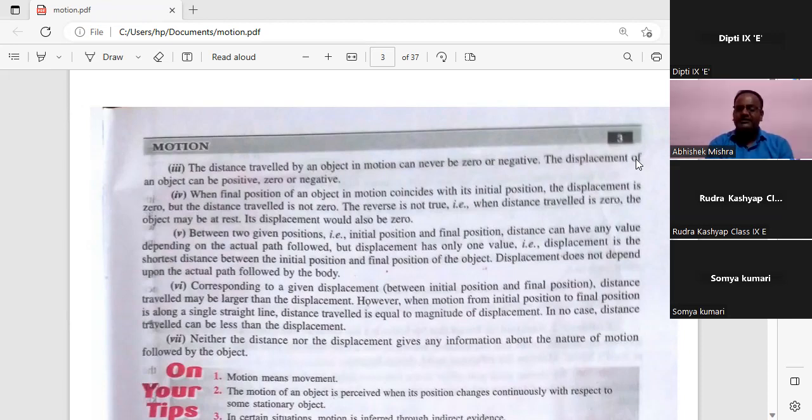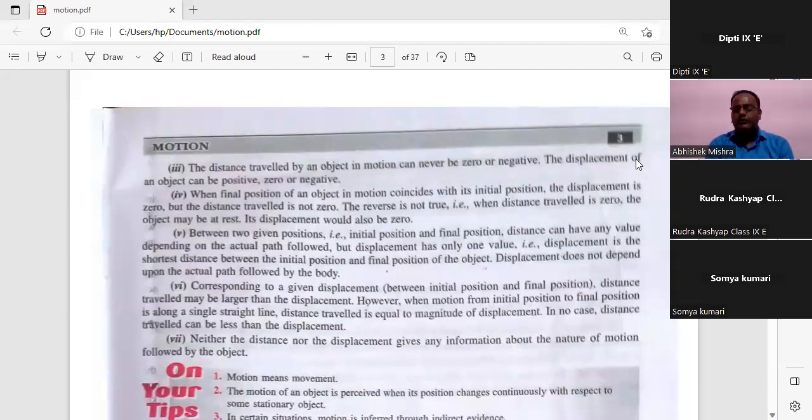But the distance traveled is not zero, because from one point to the next point and from the next back to the previous point, it is coming back. So the distance traveled is not zero. But when the distance traveled is zero, the object may be at rest, and therefore the displacement would also be zero. But the displacement can be negative.